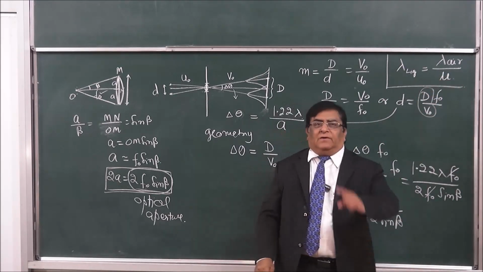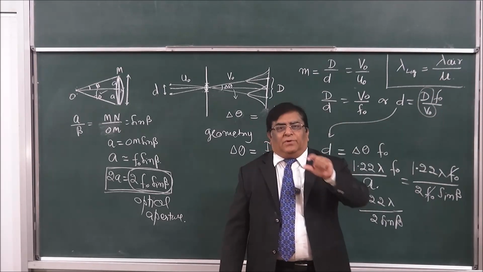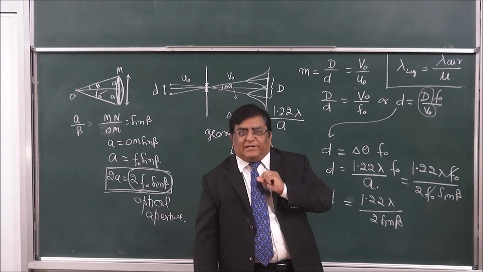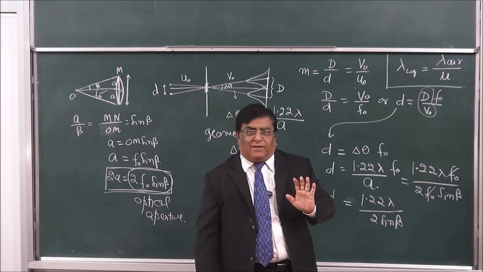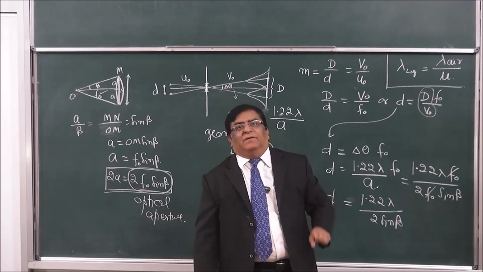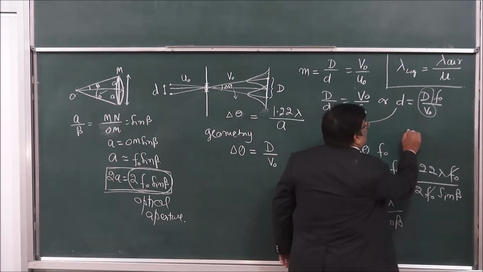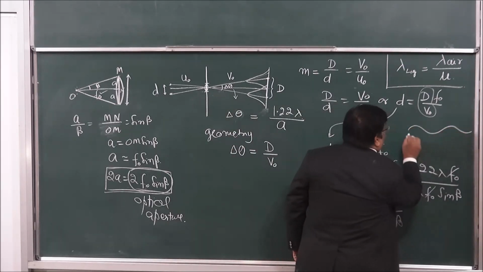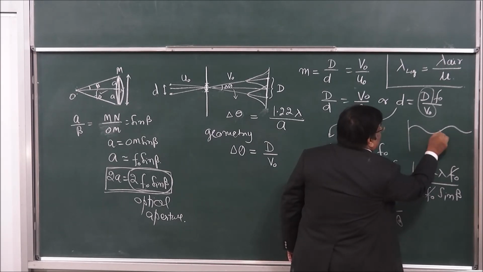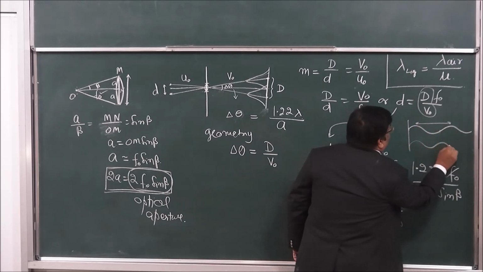You all know that when light passes through a material, its velocity decreases. If velocity decreases and frequency is the same, then what has happened to lambda? Lambda has decreased. That is why velocity decreases. In air, if this is the wave, then when we take it into water, this lambda will decrease and the wave will be like this.